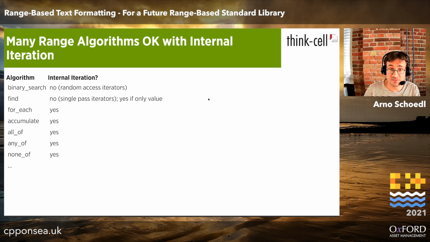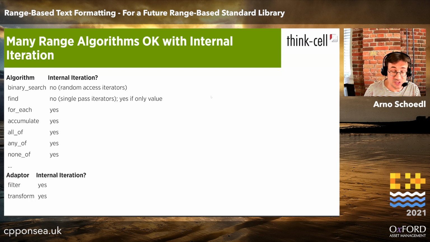For each, which is probably the most frequent range algorithm, is by itself exactly the essence of internal iteration. You call a lambda or a function with each item, so that can easily be put at the top of the stack. Accumulate, all of, any of, none of, they can all be implemented in terms of for each, so they all have no problems with internal iteration.